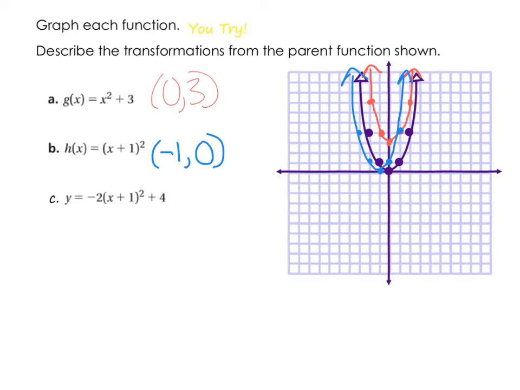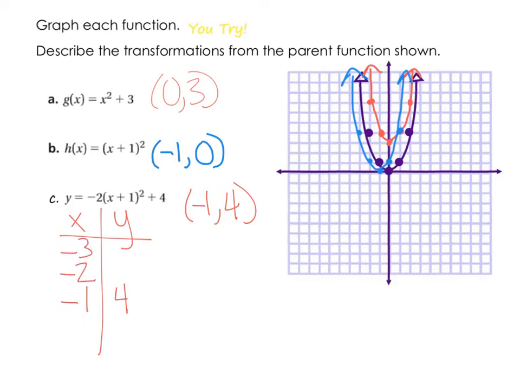For the third one, we're going to change this up a little bit. I am going to use a table. For the table, I need to put my vertex in the table, obviously. My vertex for this one is (-1, 4). We do the opposite of the inside, and we keep the same number on the outside. I'm going to put the vertex in the middle of my table, and then choose 2 points below and 2 points above my vertex. So I choose the x coordinates that are right around it.